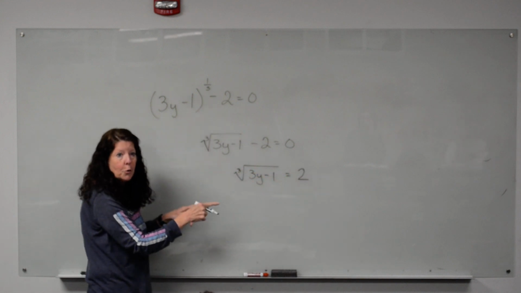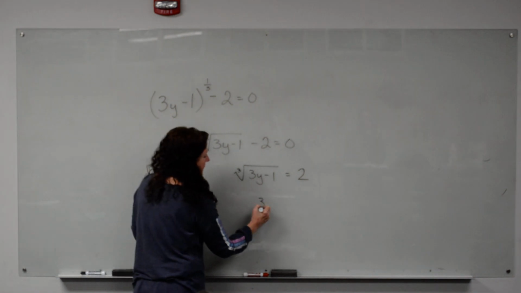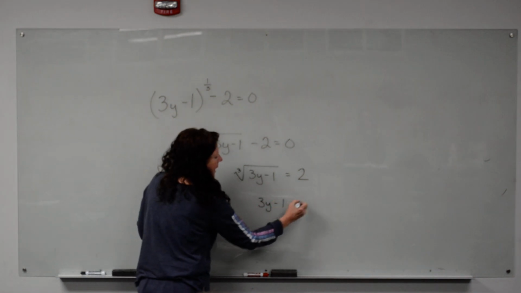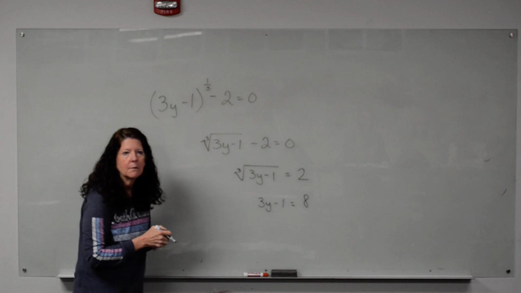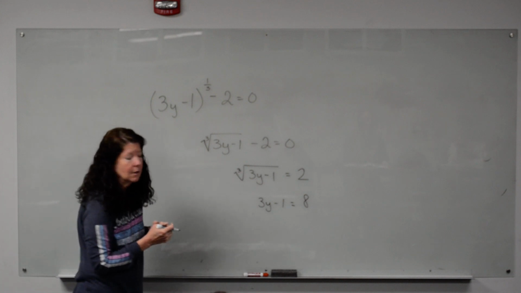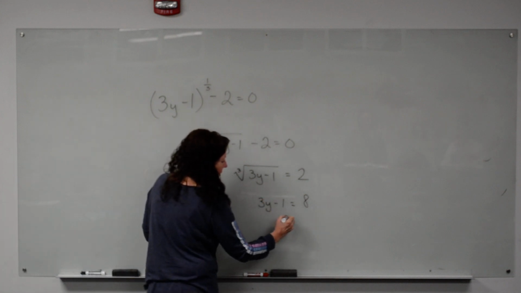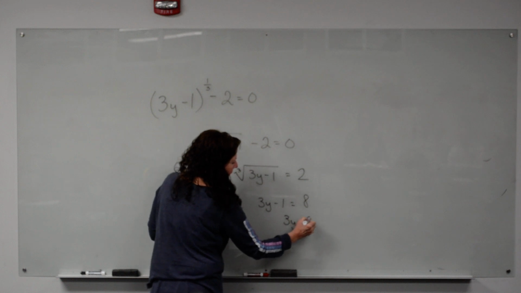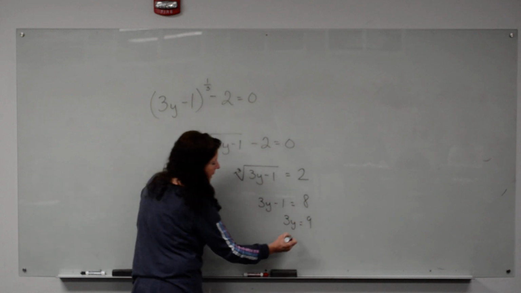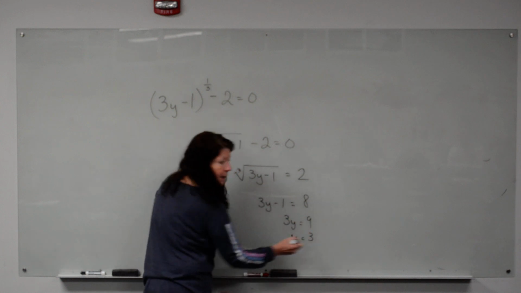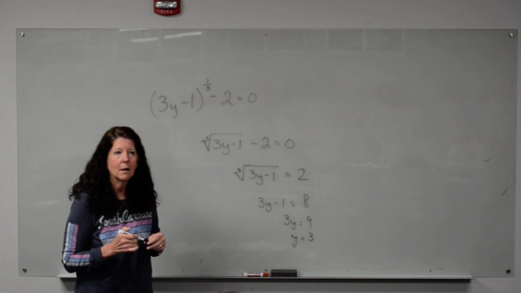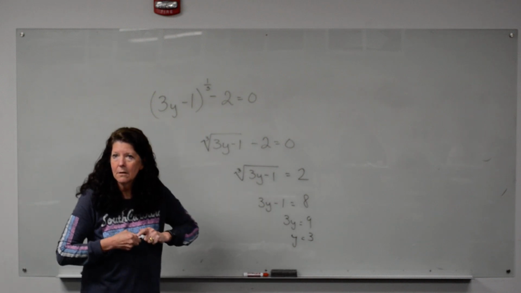Then you cube both sides. So that gives me 3y minus 1, and it gives me an 8 right there, because I cubed both sides. I add the 1, so I have 3y equals 9. And then I divide by 3. I get three. Oh, that's close.